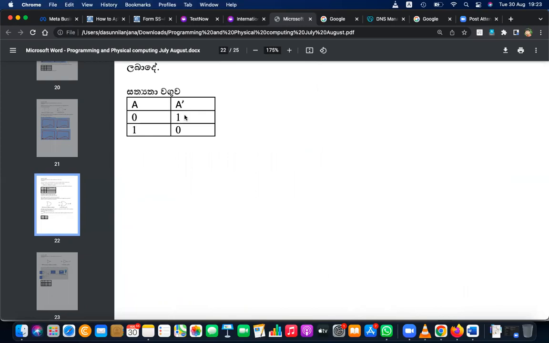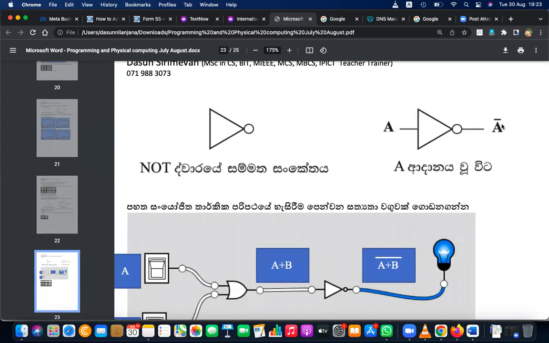Actually, A naught will be inverted. 0 will be inverted to 1, 1 will be inverted to 0. That is A naught. 0 to 1, 1 to 0. That is A naught. Here also A naught.